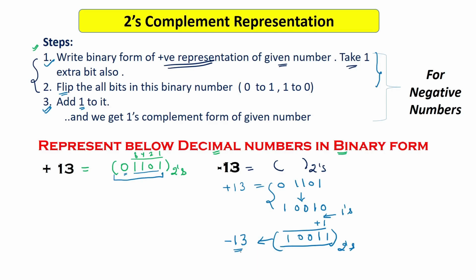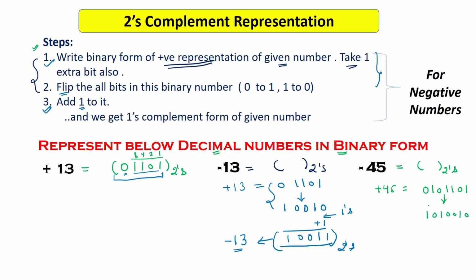Let's see another example. Let's say you have to represent minus 45 in 2's representation. Again, the first step is you first write the plus 45 representation. Plus 45 is this one, 101101. As I have told you, you have to put one extra bit, and that extra bit will be 0. Now this is positive 45 in 2's representation. The next step is you have to flip all these bits. So this will be 1010010.